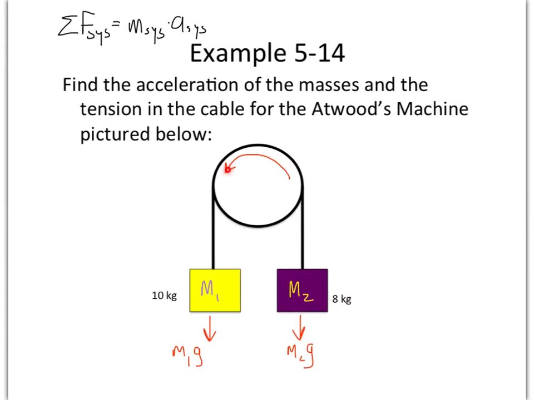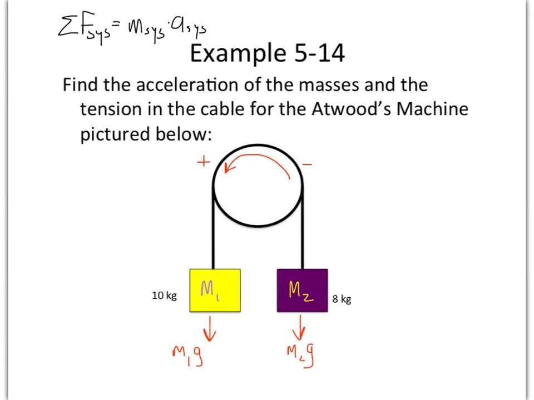So since we know that the machine is probably going to turn counterclockwise, why don't we just call this direction positive and that direction negative? Okay? If you picked it the wrong way, it really wouldn't matter. It just means that your answer would have that sign in front of it. But let's find the acceleration of the masses. Now we're also going to find the tension in the cable as well.